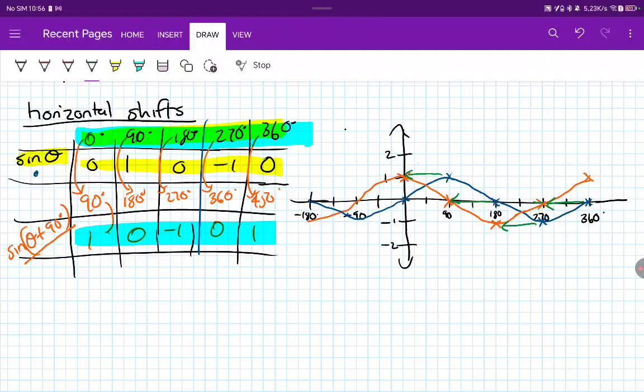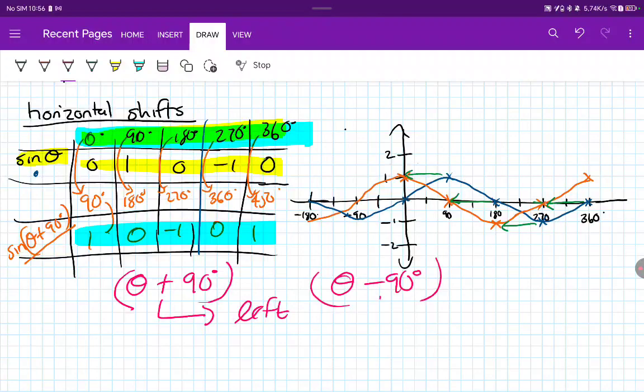Everything has moved left. So notice that this is theta plus 90 degrees. An addition means move to the left. Whereas theta minus 90 degrees would mean move to the right. Okay, so that's how you do a horizontal shift.